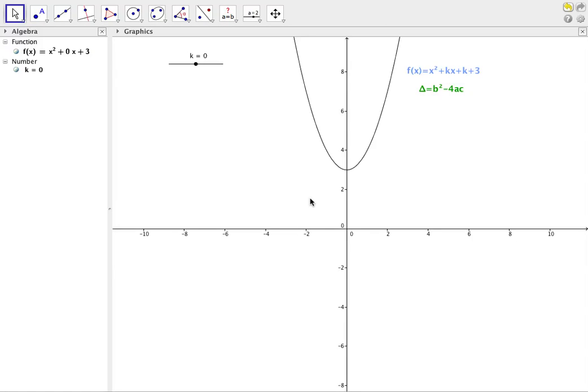We're going to look at the relationship between the position of the parabola and the discriminant, and also the roots of the equation. So we begin. I'm going to use a variable k, and the function that we're going to be working with is here: x squared plus kx plus k plus 3.